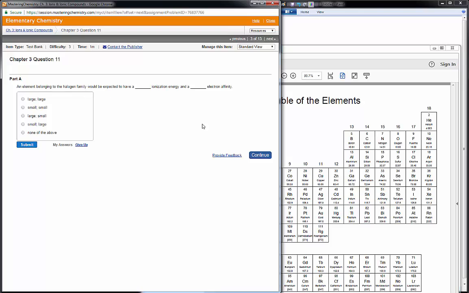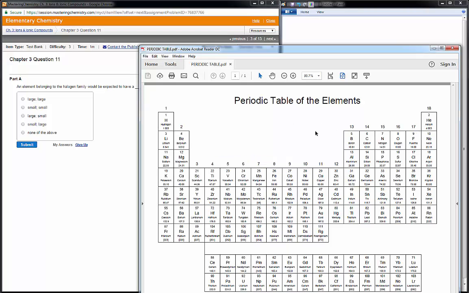An element belonging to the halogen family, that's group 7 here, fluorine, chlorine, bromine, iodine, would be expected to have a large ionization energy and a large electron affinity. Ionization energy and electron affinity both increase as we go across the periodic table. They increase as we go up, so they increase going this direction. So fluorine has the highest electron affinity and the highest ionization energy, and francium would have the lowest.